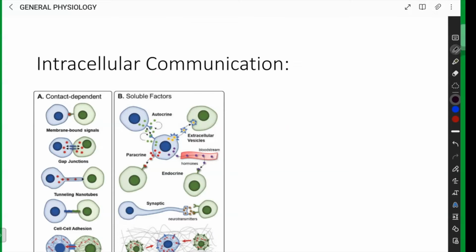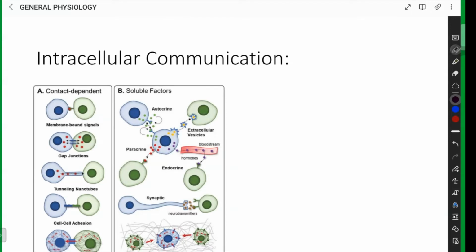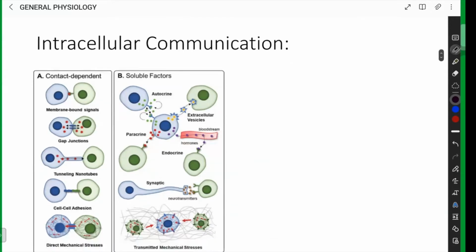So now let me start with, so what happens? There is a communication between two cells. This can be either contact dependent, or it can depend on a soluble factor. So what is contact dependent? There should be an attachment between the two cells. Either it can be by a gap junction, or by cell to cell adhesion, or there can be any direct mechanical stress or any membrane bound signals.